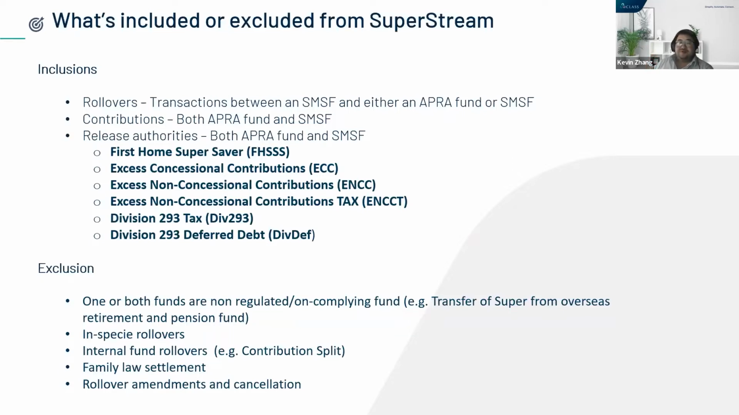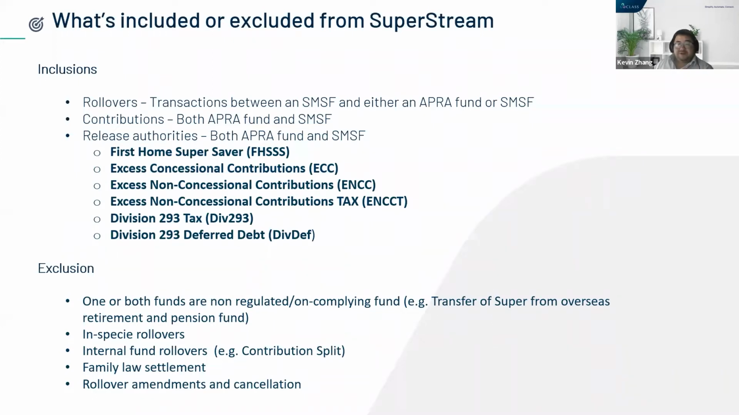Basically, all kinds of rollovers, transactions between a self-managed super fund, either from an APRA fund or another self-managed super fund, contributions both for APRA and self-managed super funds, and release authorities, again covering both APRA and self-managed super funds. These are the release authority transactions covered by the new SuperStream measures, particularly the excess concessional, non-concessional, and Div 293, which are probably the most popular release authorities applicable to self-managed super funds. There are noticeable exclusions.